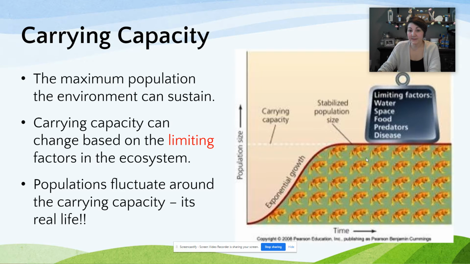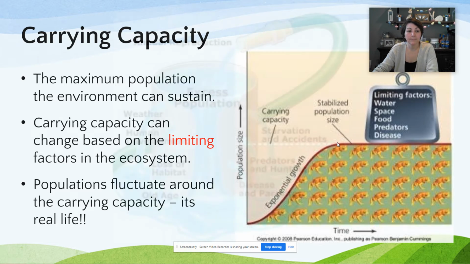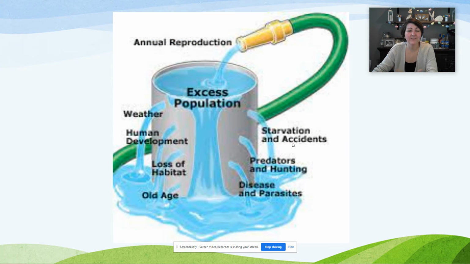So your carrying capacity is how many organisms can live in that ecosystem based on the conditions that are set forth by the environment. So how much water is there? How much food is there? How many predators are there? And so the carrying capacity is basically what is the maximum population that can live in this environment successfully. And so we will see a population increase up to the carrying capacity and then begin to fluctuate around that carrying capacity. And so I really like this infographic.